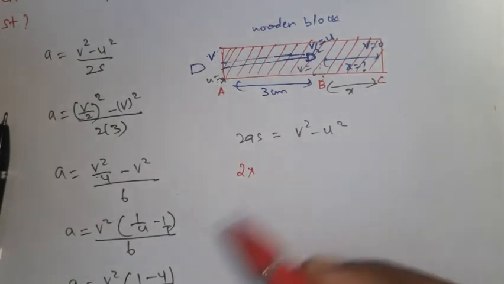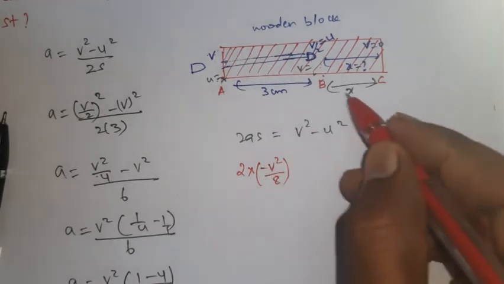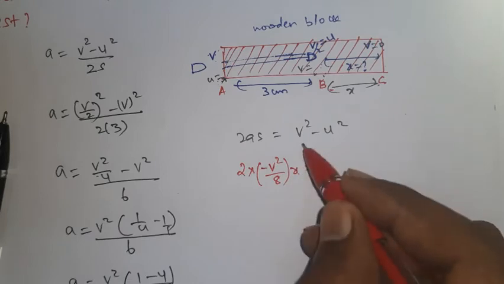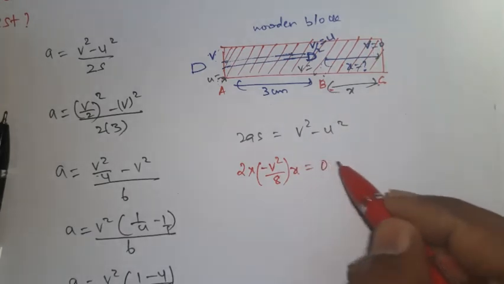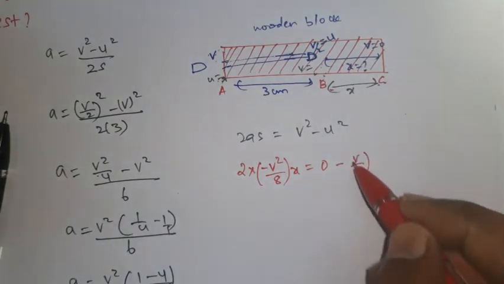Acceleration is constant, no change. Minus v square by 8. Yes, this distance, that is x. You can take it as s, x. v square. Here the final velocity is 0, minus u square. So u, the initial velocity, is v by 2, whole square.